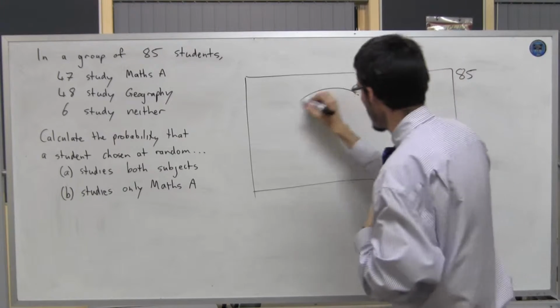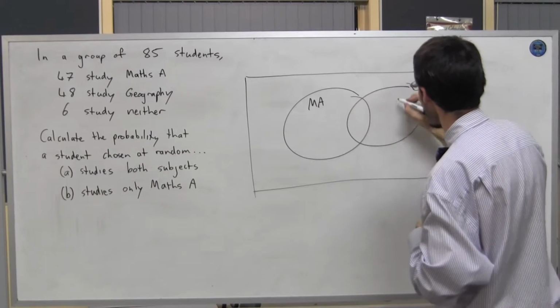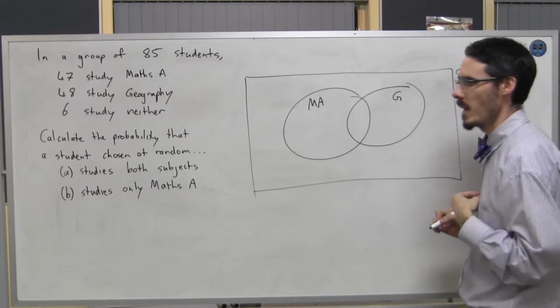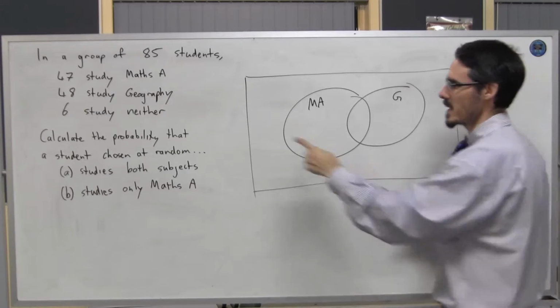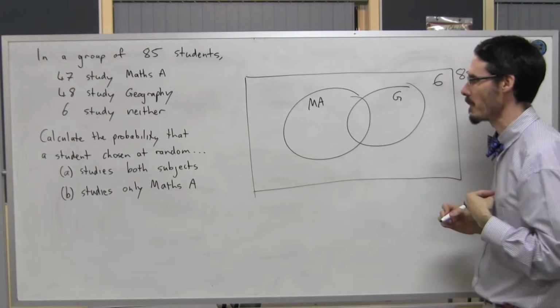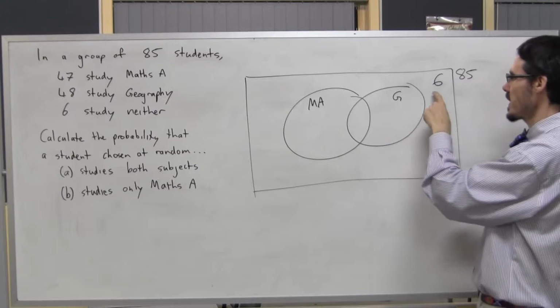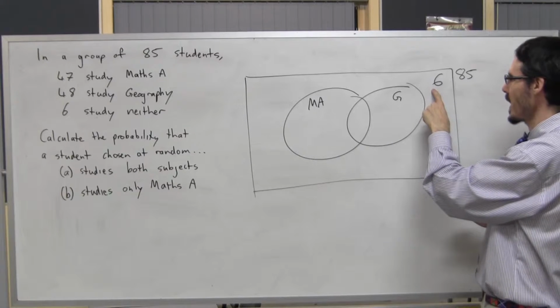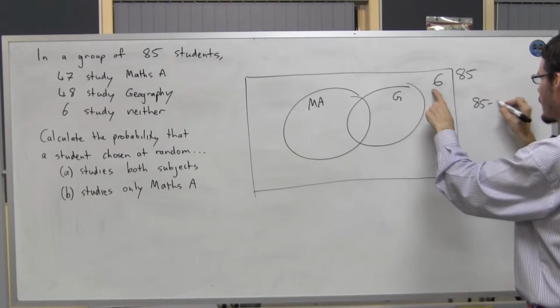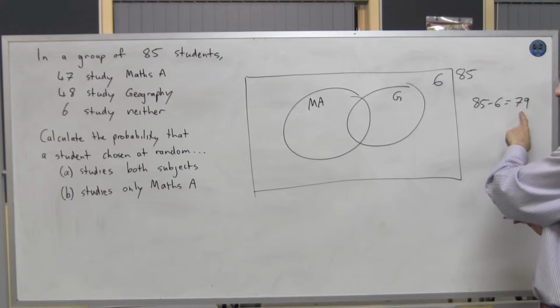In my universe, which in this case is just a group of 85 students, I have Maths A and I have Geography. I usually find it easiest, if I can, to put the 6 who study neither outside already. Now I have Maths A and Geography. There's 6 who study neither. How many are left? 85 minus 6 leaves me with 79 students.